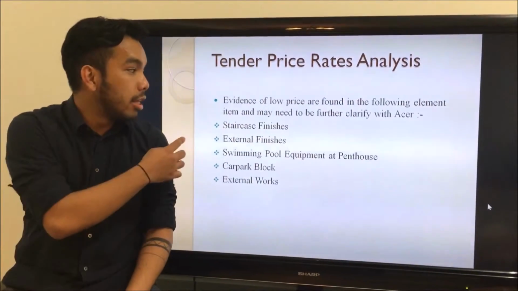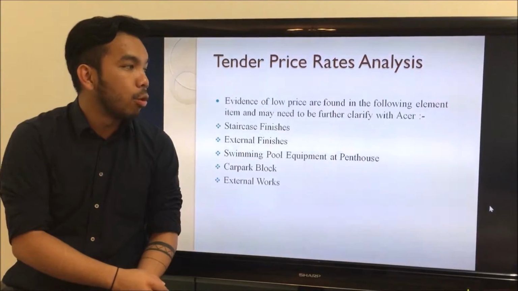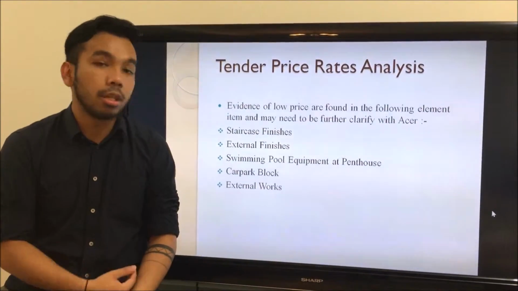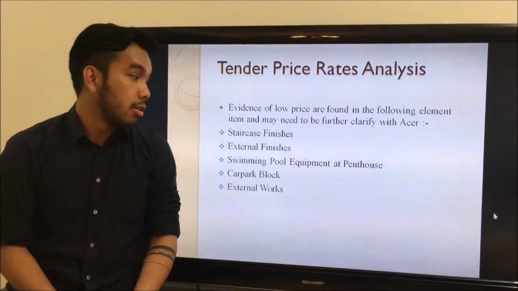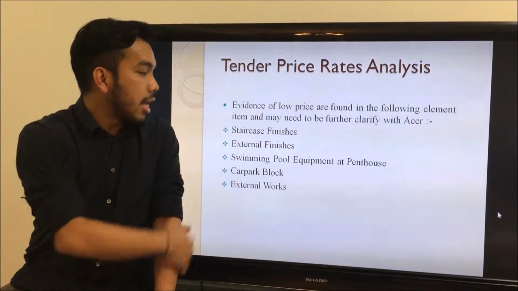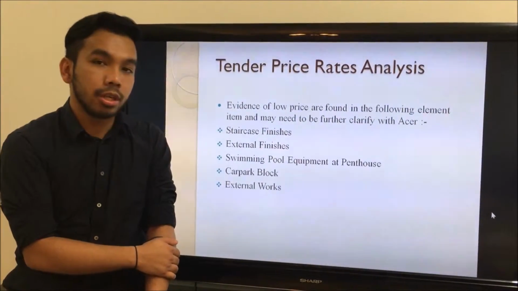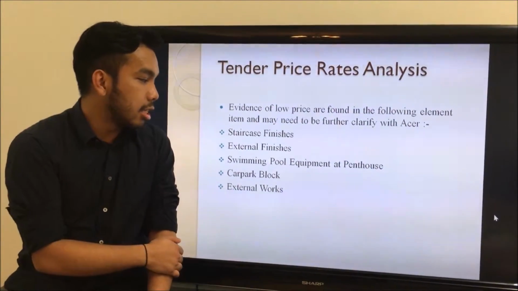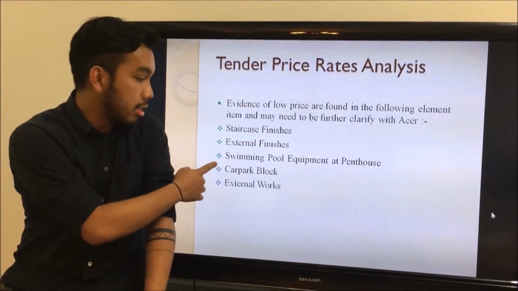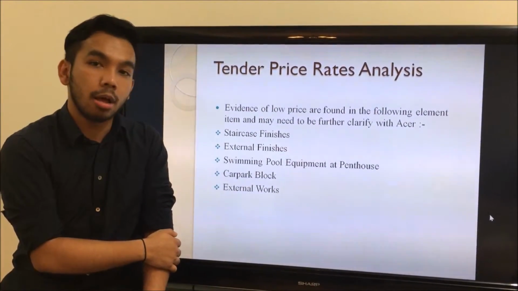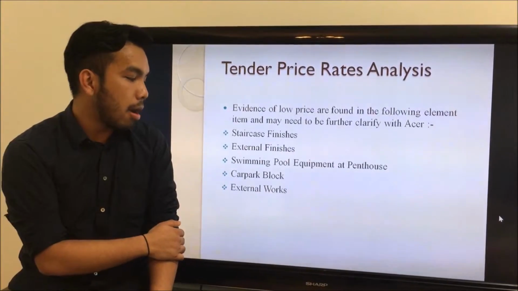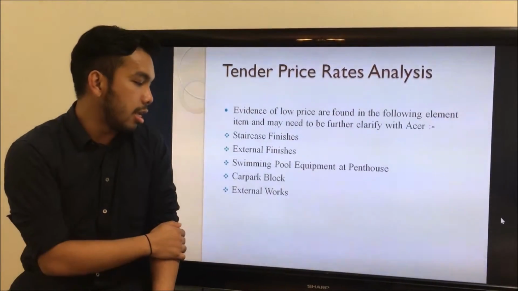While for the evidence of low price, they are found in the following element items and may need to be further clarified with Acer. So the first item is the staircase finishes. Second is the external finishes. The third one is the swimming pool equipment at penthouse. The fourth one is the car park block, and the last one is the external works.